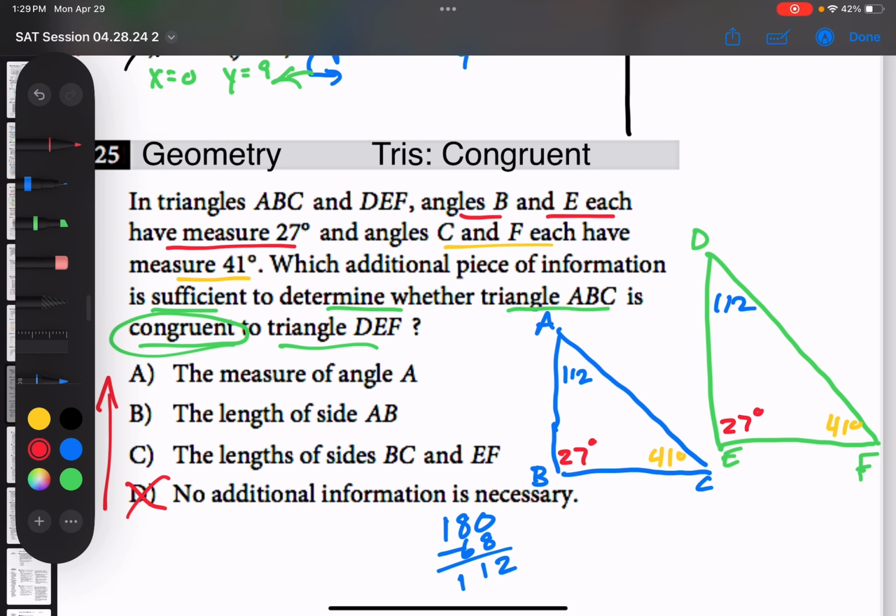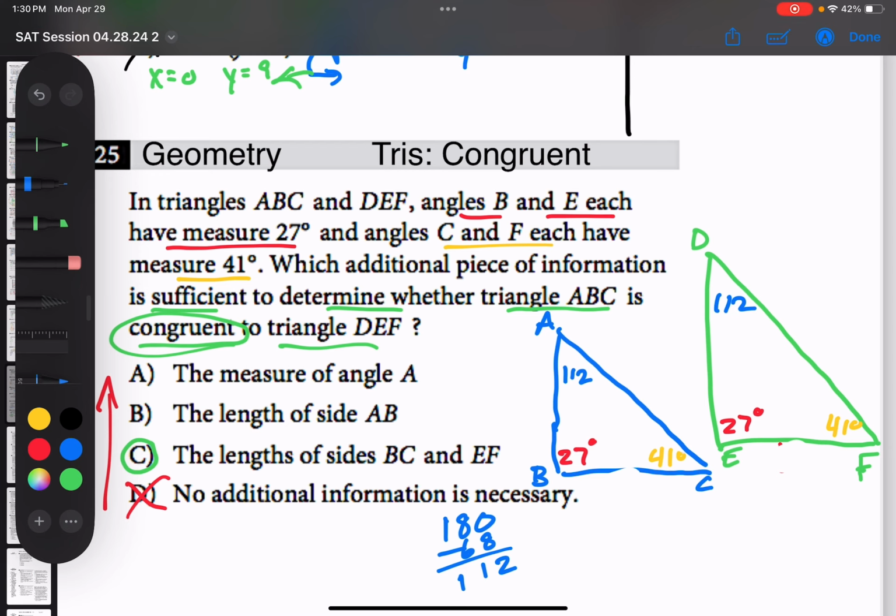What about C? The lengths of sides BC and EF. If BC is 4 and EF is 4, we're done. Then we know they're definitely congruent. Got it? Now, let's verify. I'll circle C. What about the length of AB? If we only knew the length of AB and nothing else, is that going to be enough to figure out if they are congruent? No.